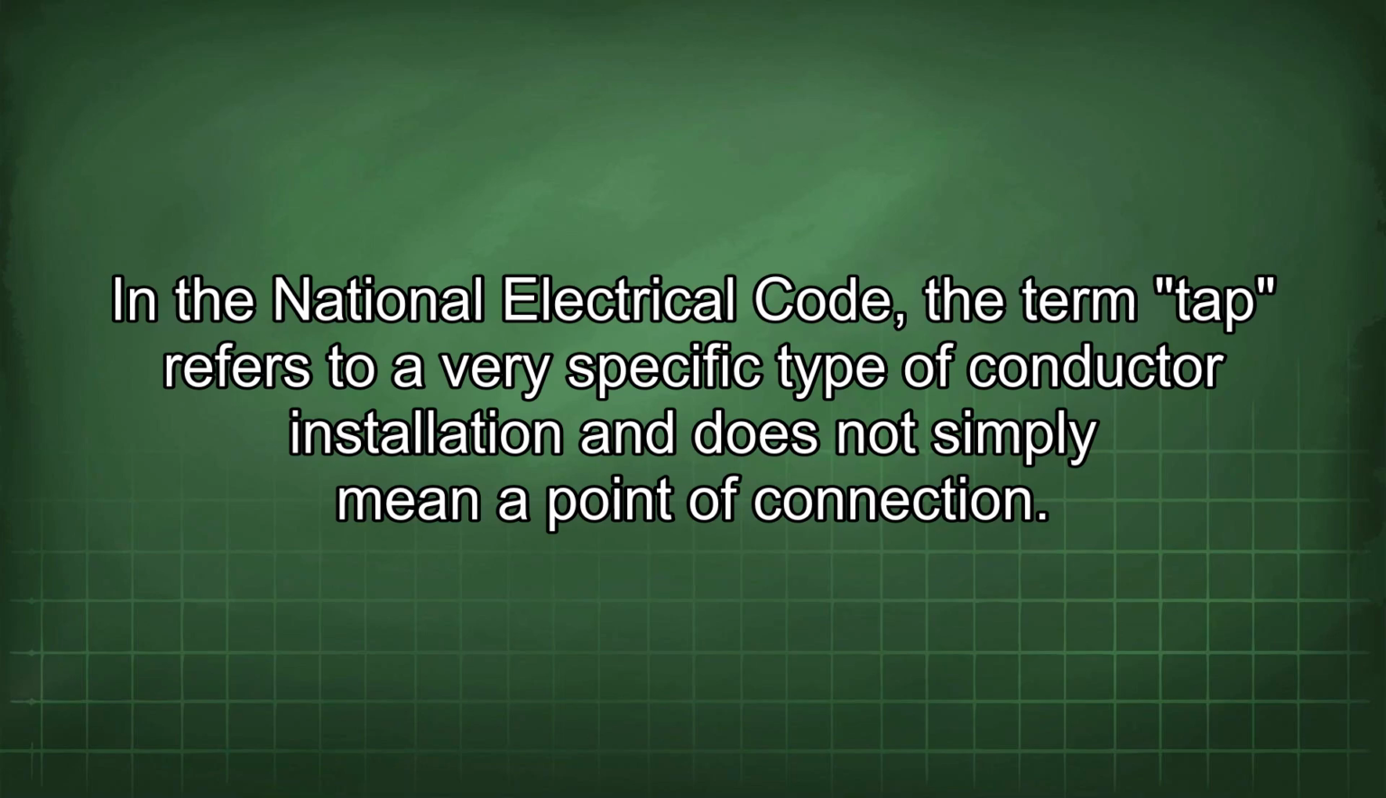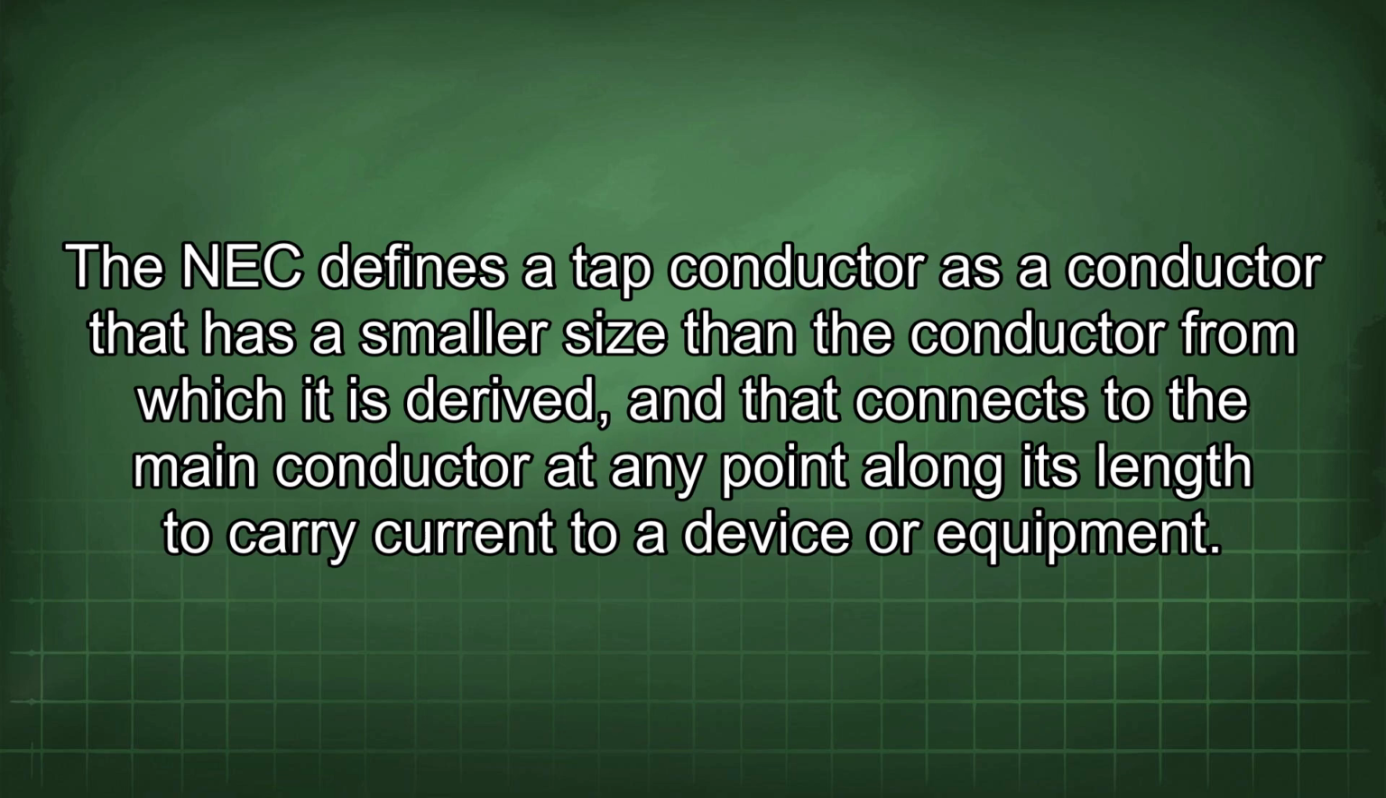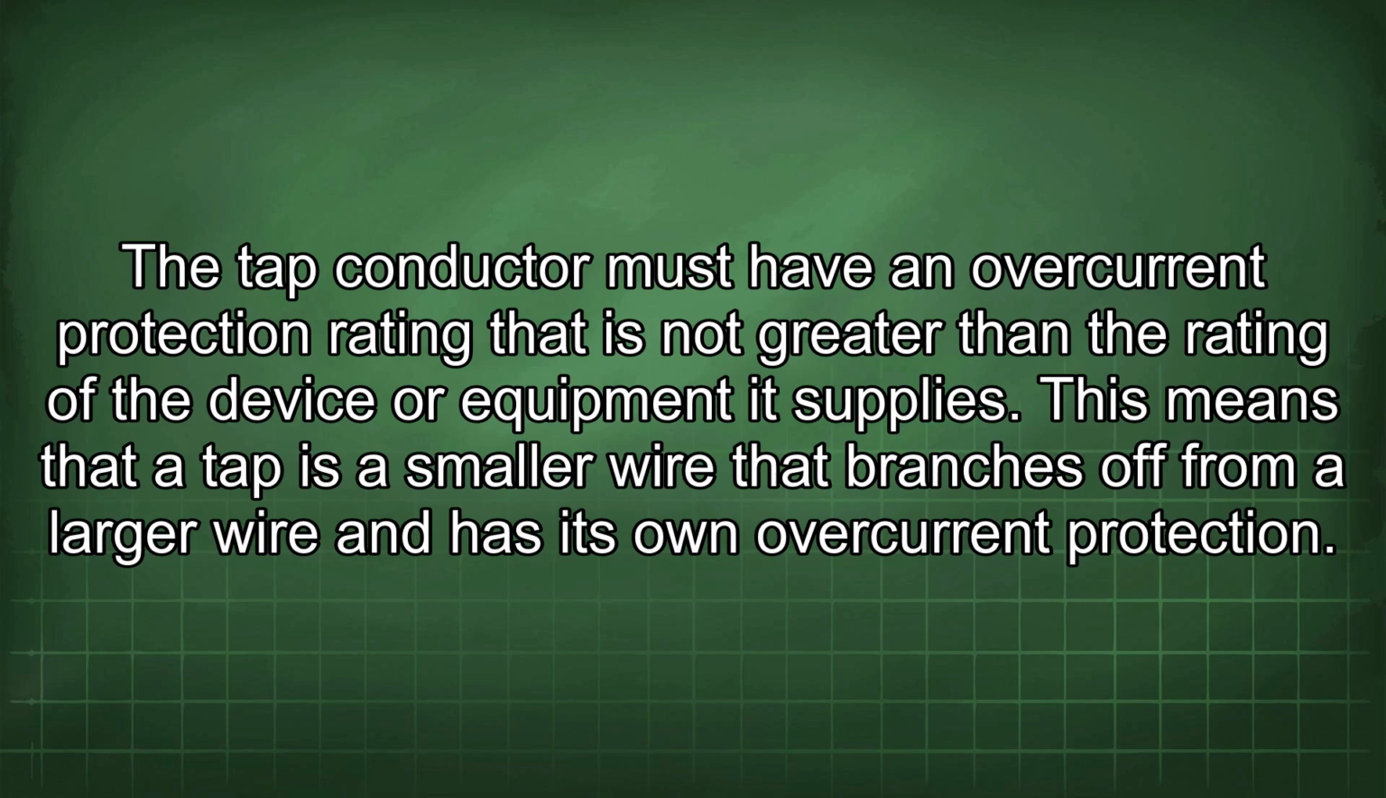In the National Electrical Code, the term tap refers to a very specific type of conductor installation and does not simply mean a point of connection. The NEC defines a tap conductor as a conductor that has a smaller size than the conductor from which it is derived, and that connects to the main conductor at any point along its length to carry current to a device or equipment. The tap conductor must have an overcurrent protection rating that is not greater than the rating of the device or equipment it supplies.